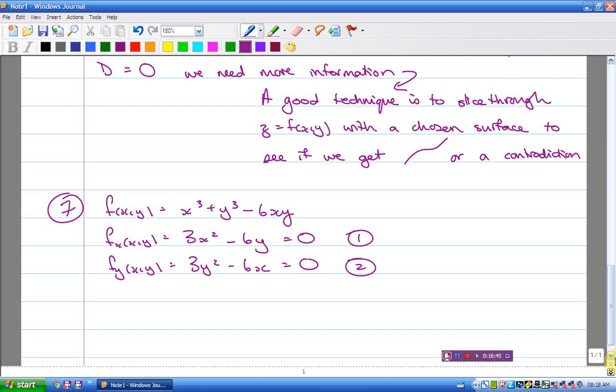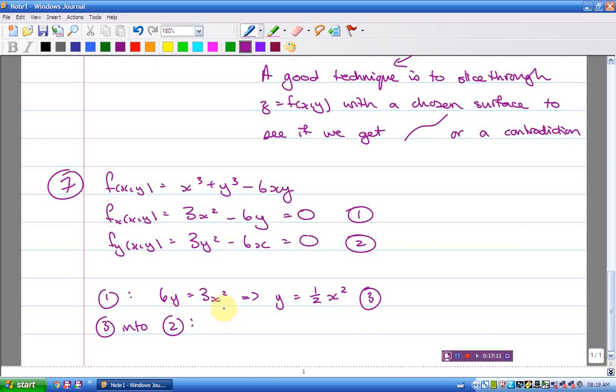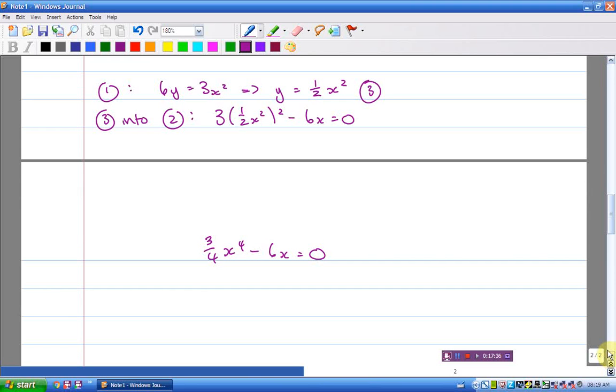Let's have a look. What am I going to do here? I'm going to take equation 1, and make y the subject. 6y equals 3x squared, which implies that y is 1/2 x squared. Then I'm going to substitute that into equation 2. 3y squared, so it's 3/4 x to the 4 minus 6x equals 0. I'm going to take x out as a common factor.